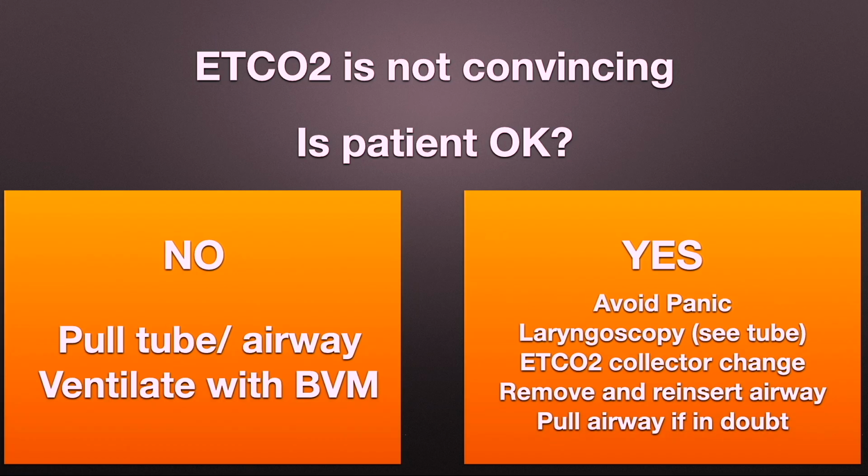If the patient's not okay, then you pull the tube or the airway or whatever it is and you begin to ventilate with a BVM and you reconnoiter. If the patient is okay, then number 1, don't panic, because there is a good chance, at least a non-zero chance, that something else may have happened if the patient is still okay. So avoid losing your mind and yanking every tube that comes out.